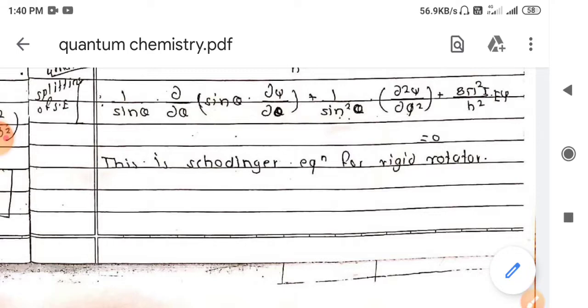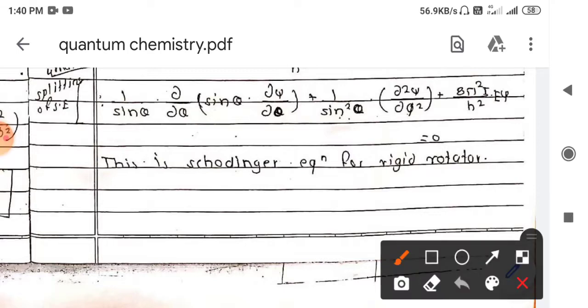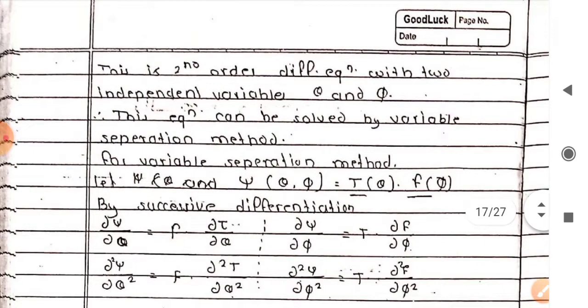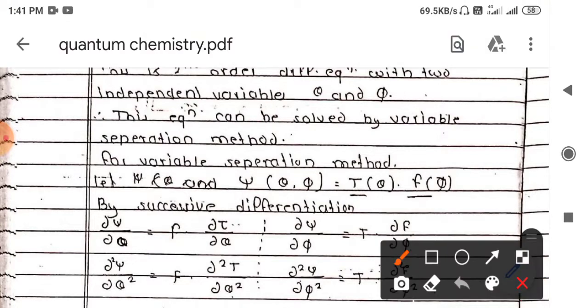But here we have seen that there are two types of variables, one is theta and another one is phi. So we have to use the variable separation method to solve this type of problem. So how will you solve that problem? This is a second order differential equation with two independent variables, theta and phi, which can be solved by using the variable separation method.